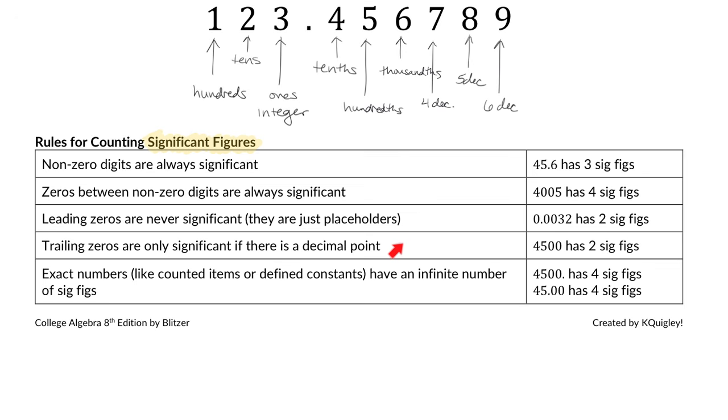Trailing zeros are only significant if there is a decimal point. So for example, 4500 has 2 sig figs, but 4500 with a period behind it has 4 sig figs. Exact numbers like counted items or defined constants have an infinite number of sig figs. So 45.00 has 4 sig figs because we're making a point to write the zeros after the period. They are significant.